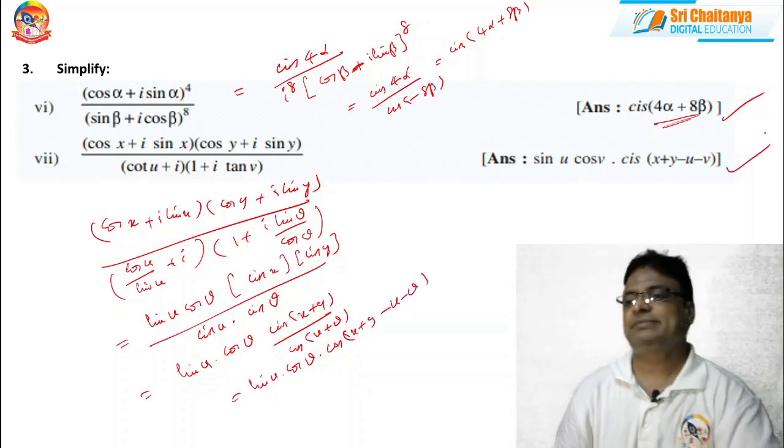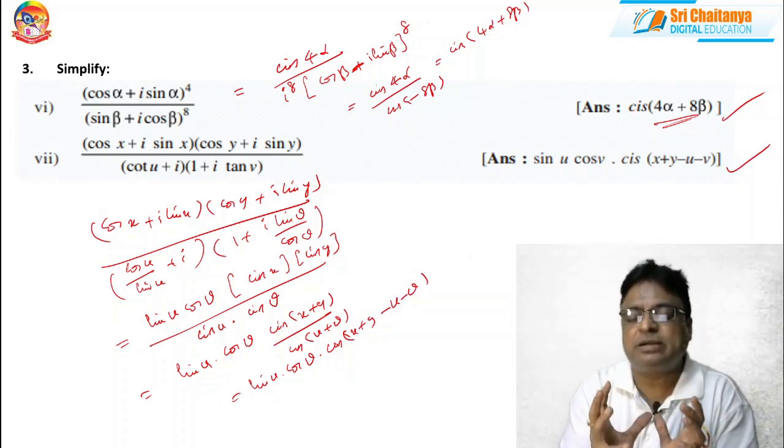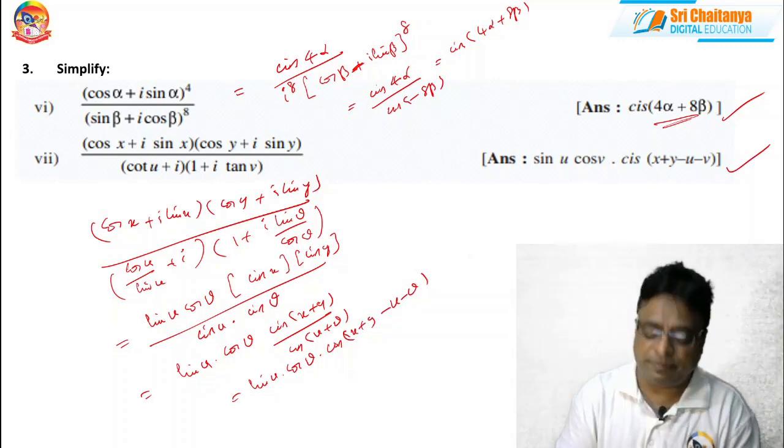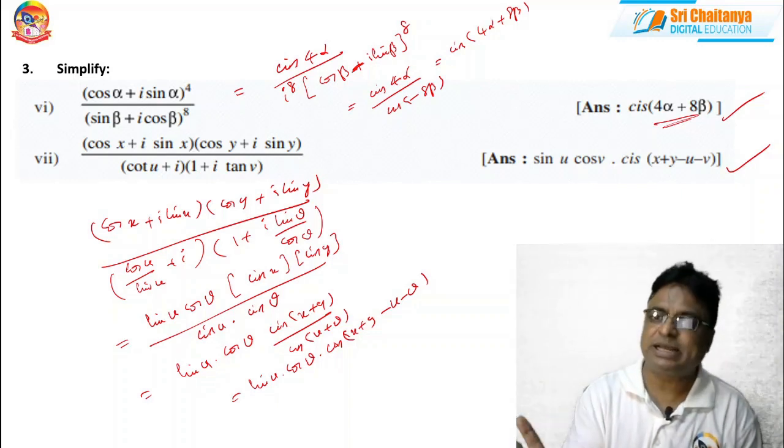I got this answer. So all are the basic algebraic manipulations of cis. Cis theta, again, is cos theta plus i sin theta.